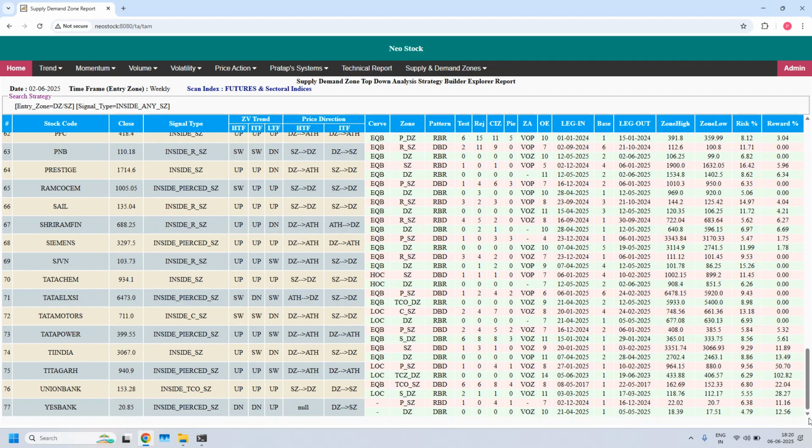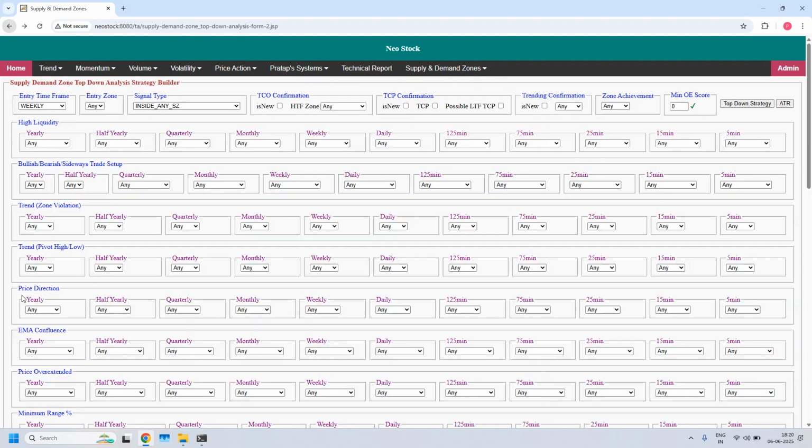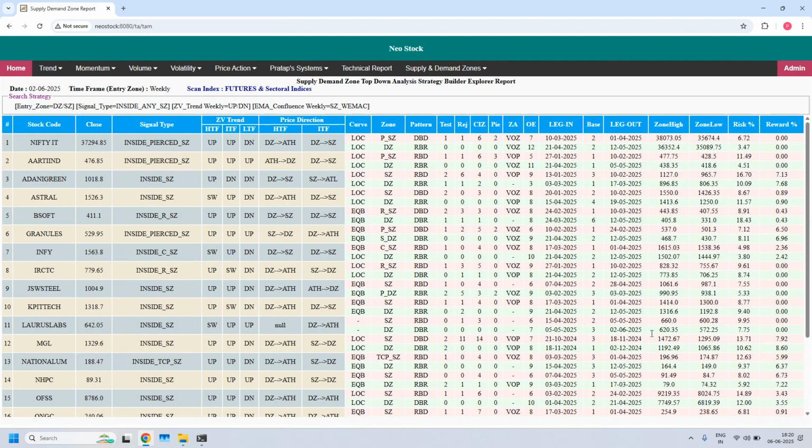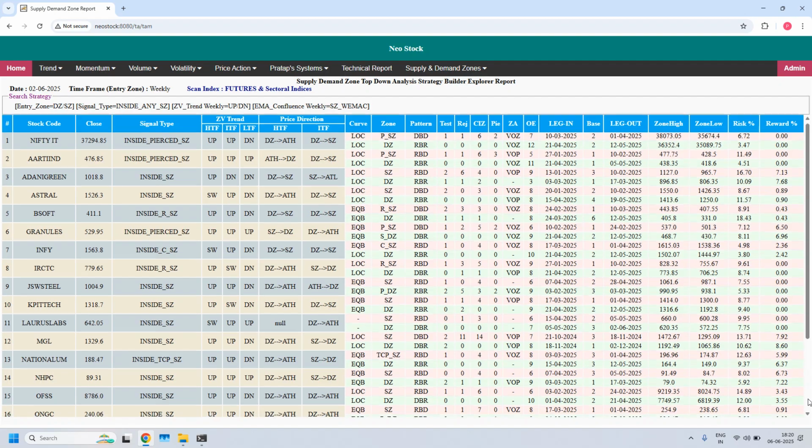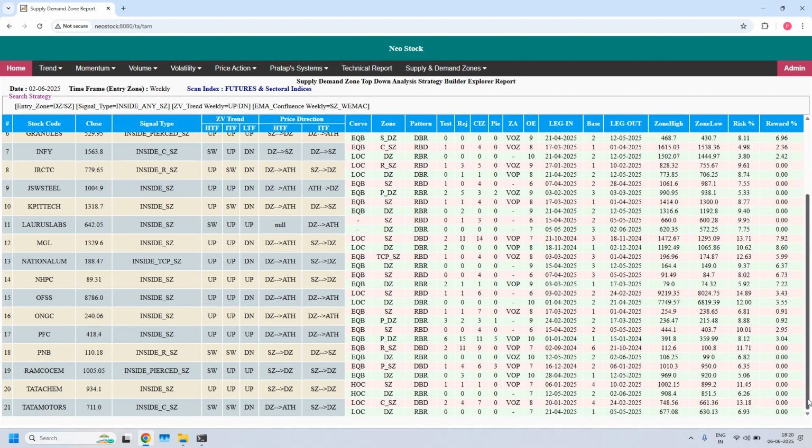We can further filter based on weekly supply zone having weekly EMA confluence, and also trend on the weekly should not be sideways, it can be up or down. Now the list is reduced, first 15 stocks in the list. Scrolling the list down. So total 21 stocks are filtered. So this is about weekly time frame.